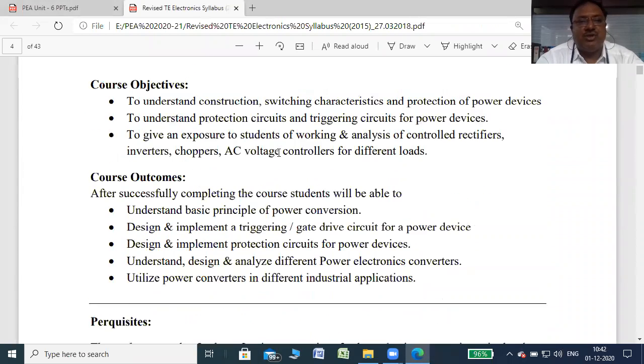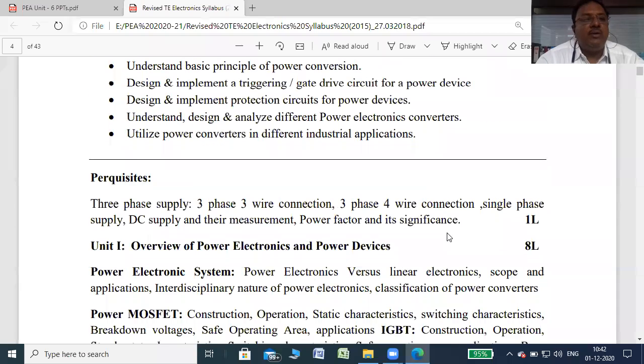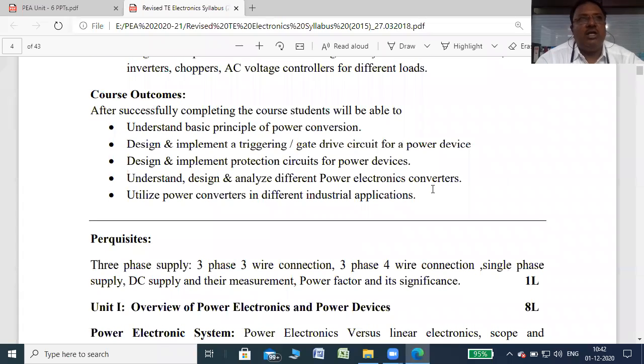To understand the construction, switching characteristics and protection of a power device, this is our first course objective. To understand the protection circuit and triggering circuit for power devices, that is the second objective. And then to give students exposure to the working analysis of controlled rectifier, inverter, chopper, and AC voltage control for different loads. Okay, so we have already completed the syllabus.